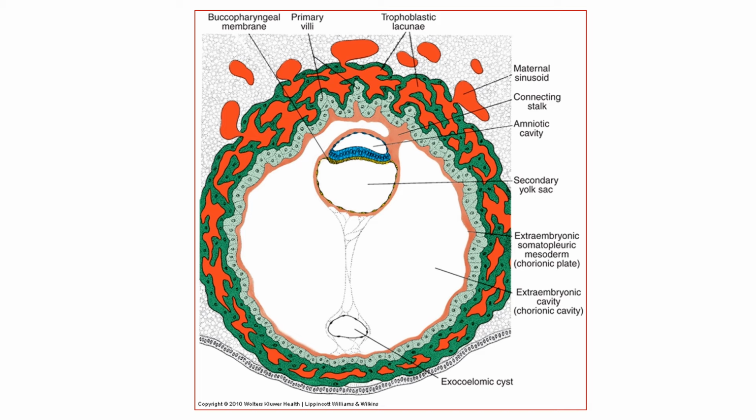One is the chorion and another is the amnion. What is chorion? Chorion is formed by this. So these together, the trophoblast and this somatopleuric mesoderm, will be called chorion. So what does this chorion do? It will give rise to all these villi, which develop from the chorion and will be called chorionic villi.